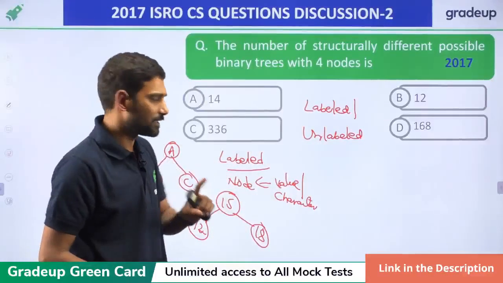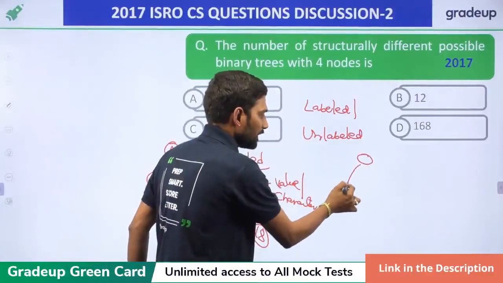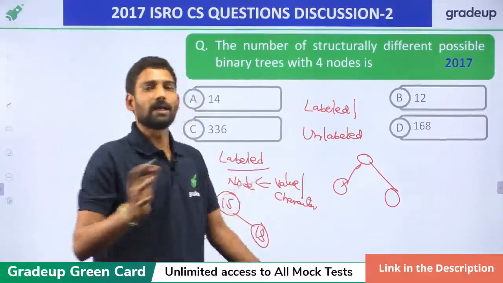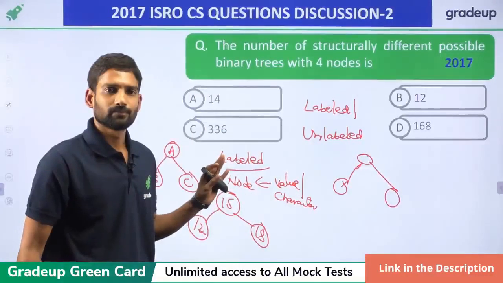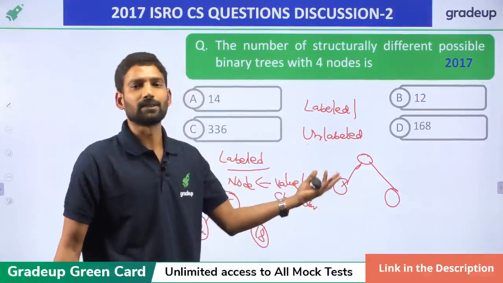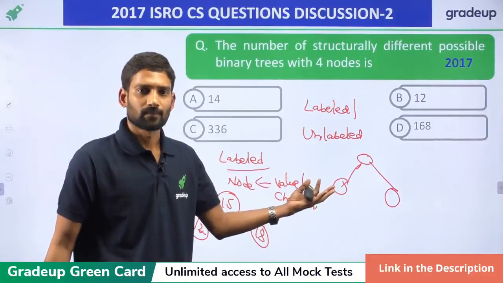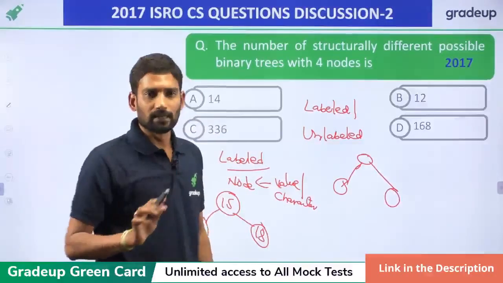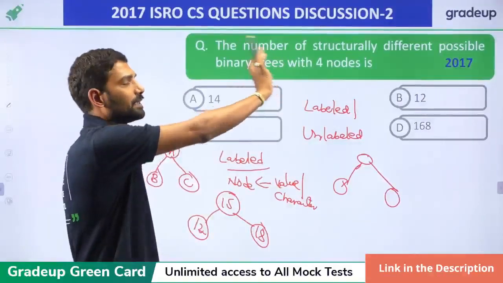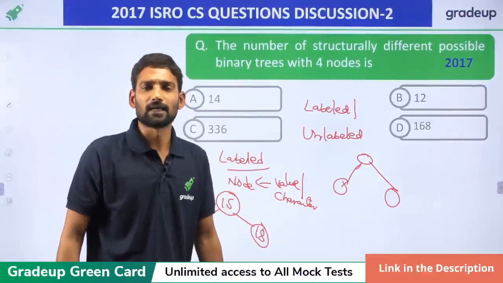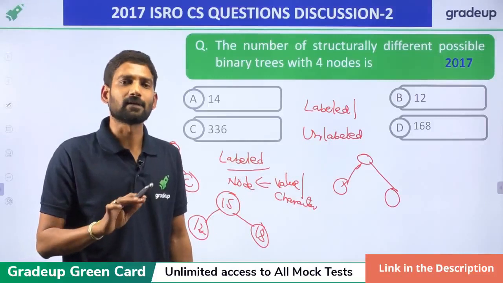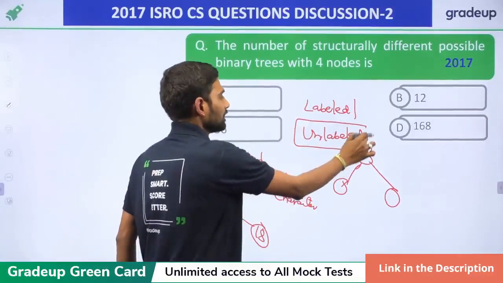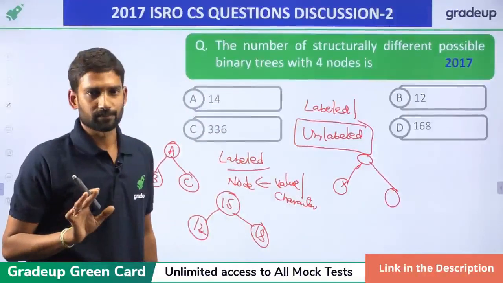Unlabeled. What does unlabeled mean? Simply, there is no value or no name for the node. But how many nodes? There are 3 nodes, like that. So we should first know, is it labeled or unlabeled? Sir, it is not given in the question, labeled or unlabeled. So what should be taken as default? When it is not given, unlabeled becomes the default.